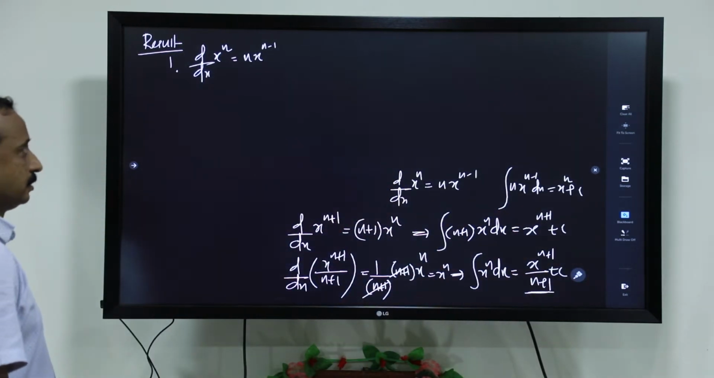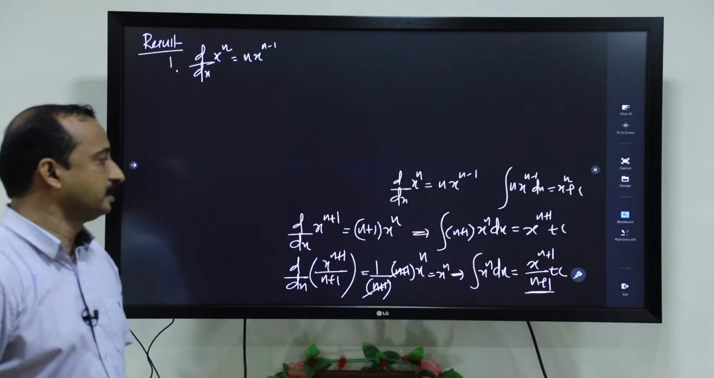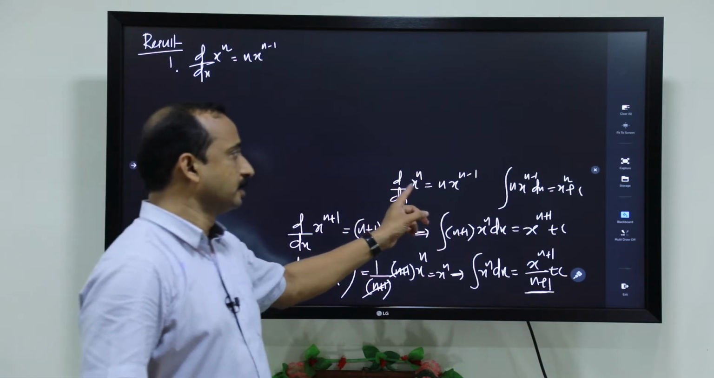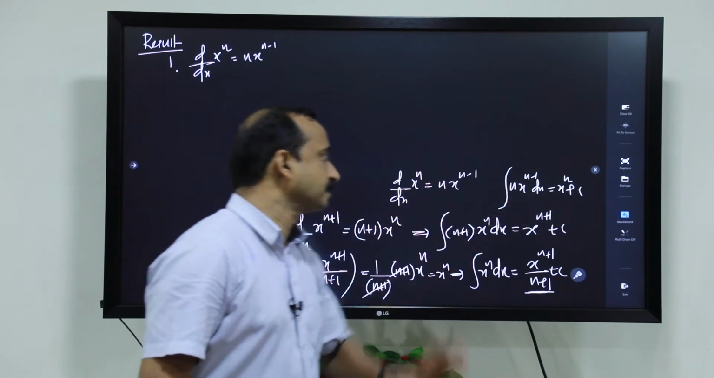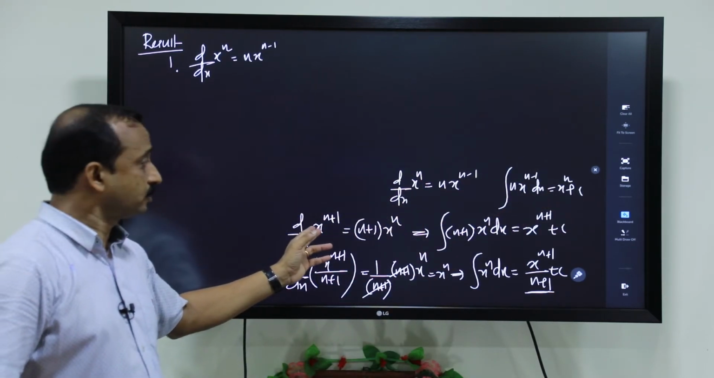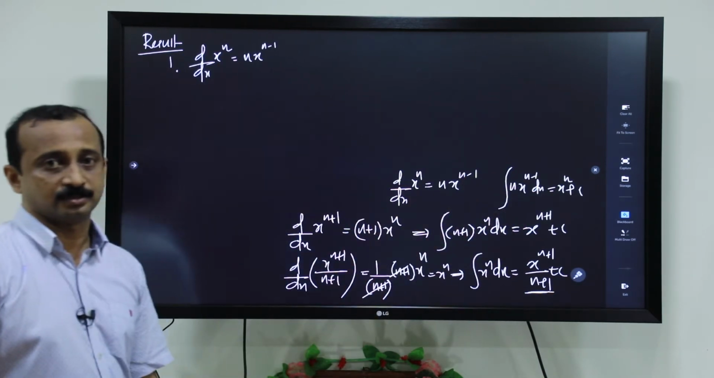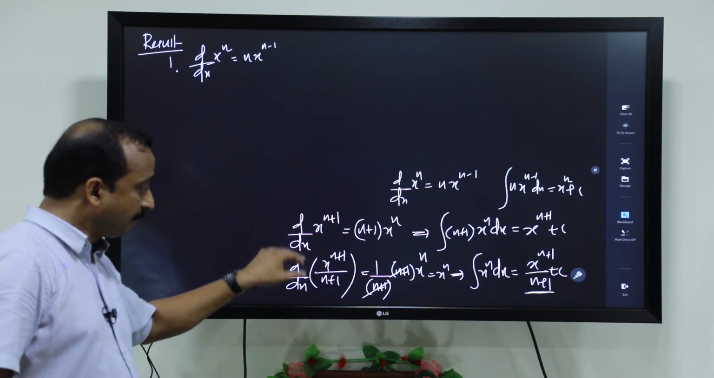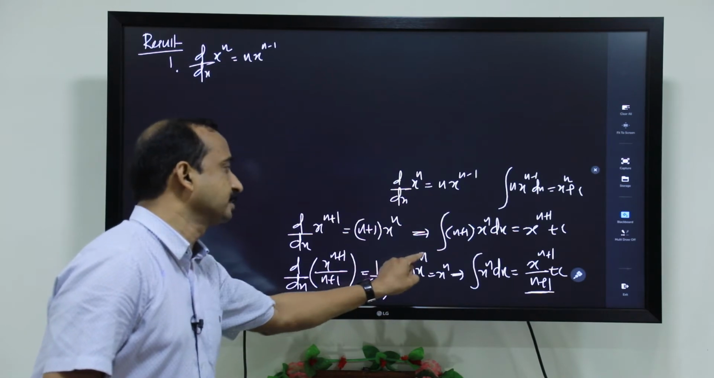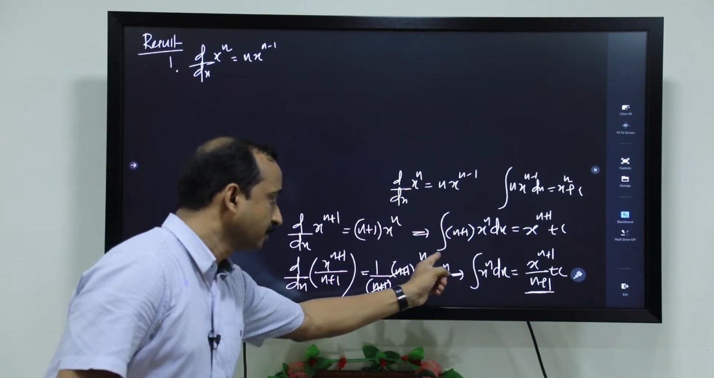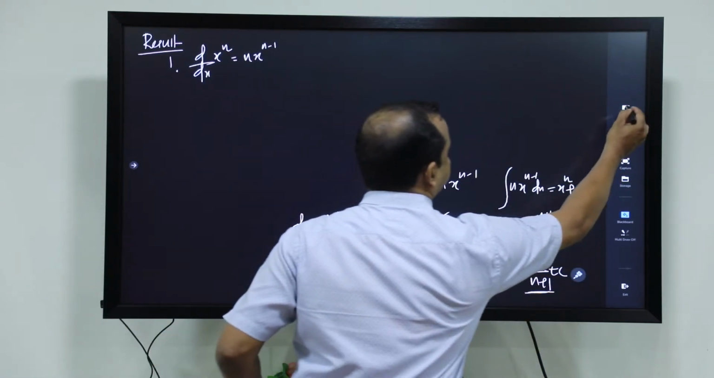That's all. The integral of x raised to n is x raised to n plus 1 divided by n plus 1. Because the derivative of x raised to n is n into x raised to n minus 1, the integral of n into x raised to n minus 1 is x raised to n. And the derivative of x raised to n plus 1 is n plus 1 into x raised to n, so the integral of n plus 1 into x raised to n is x raised to n plus 1 plus c. For x raised to n plus 1 by n plus 1, 1 by n plus 1 is constant, the derivative is n plus 1 into x raised to n, the n plus 1 cancels, and we get x raised to n. Therefore the integral of x raised to n is x raised to n plus 1 by n plus 1 plus c. Clear?